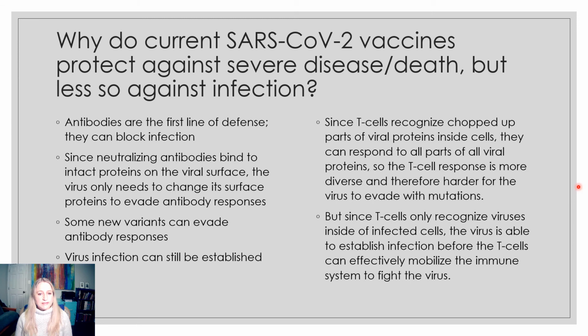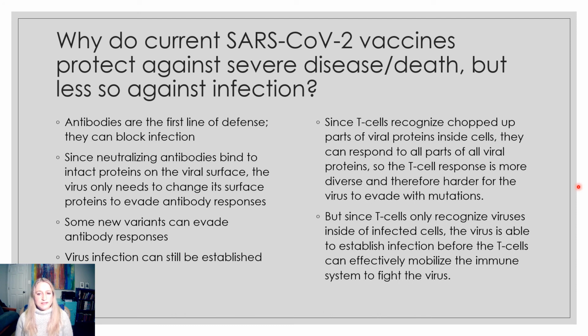And since neutralizing antibodies bind to intact proteins on the viral surface, not chopped up proteins, the virus only needs to change the outer part of its surface proteins in order to evade antibody responses. And some of the new variants can evade antibody responses, such as Omicron. So in this case, if there's an evasion of the antibody response, then the virus infection can be established.